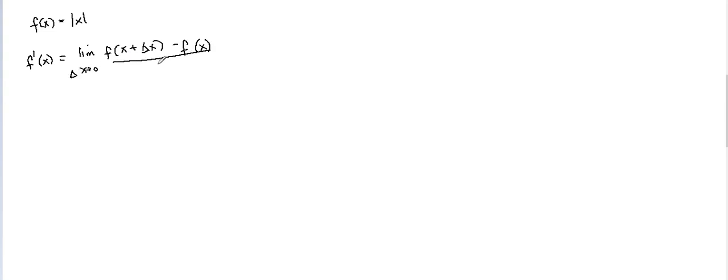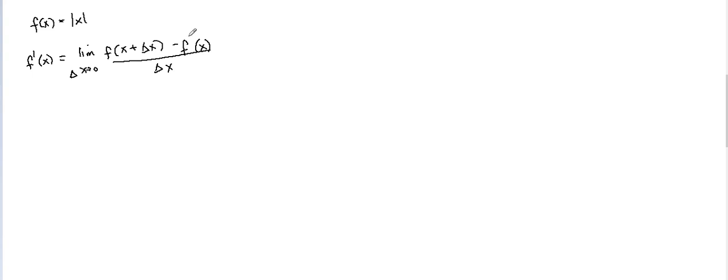Okay. So tignan natin kung differentiable ba ang ating function. So we have here, yung given natin is f of x equals the absolute value of x. To determine our derivative, we have f prime of x is equal to the limit, kaya nyo ako sabayan, the limit of f of x plus delta x minus f of x over delta x as delta x approaches 0.